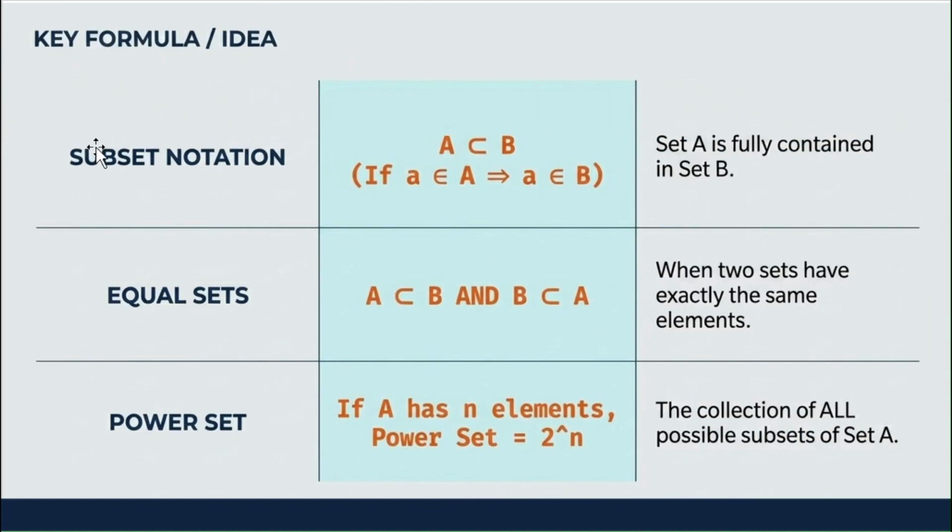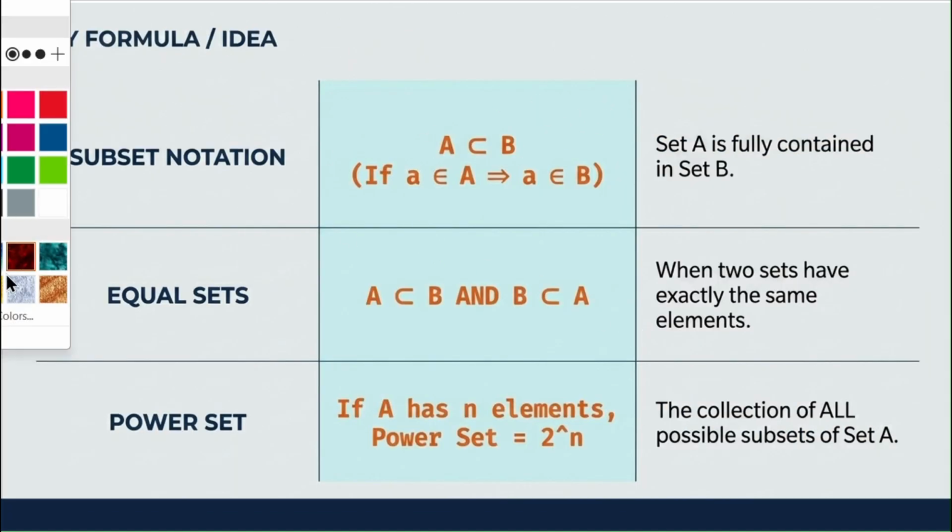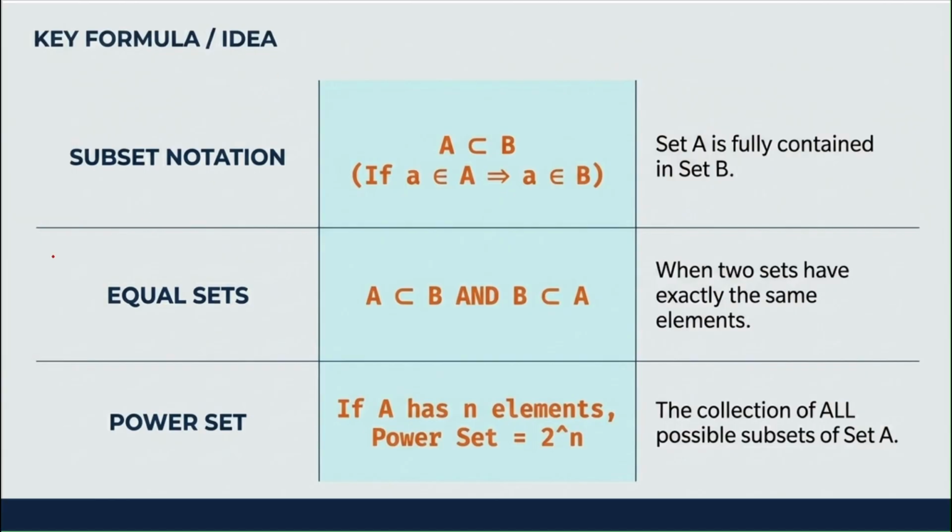Let's move on to the notation. This notation is actually very important. When we say that a particular set is a subset of another set, we denote it using this symbol. A is a subset of B, and here this means that if small a belongs to A, then small a also belongs to B. So basically, if A is a subset of B, then every element belonging to A will by default also be an element of the B set.